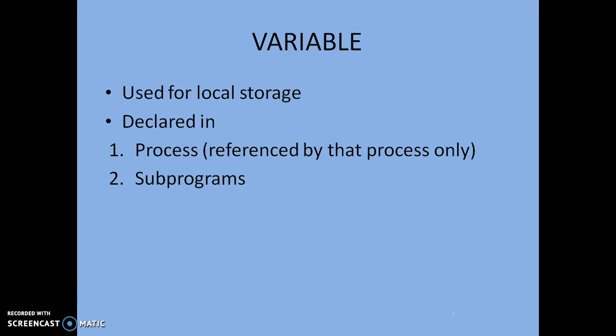Next data object is variable. It is used for local storage. It can be declared in a process statement. Rather, it must be declared in a process statement only. So this is a very important point compared to your signal. The variable is always declared in a process statement. Process is again a keyword that is used in VHDL, and also in subprograms.